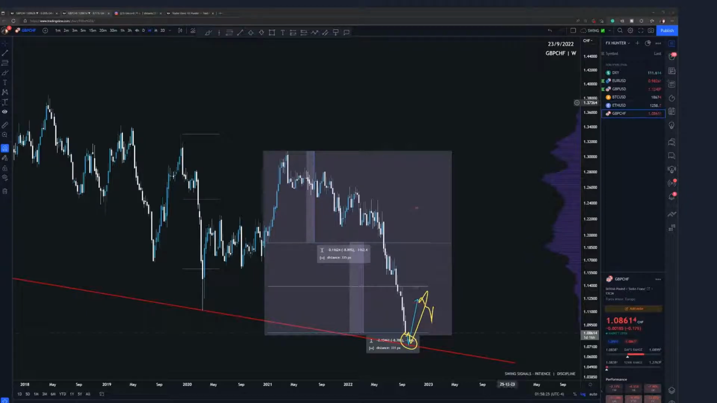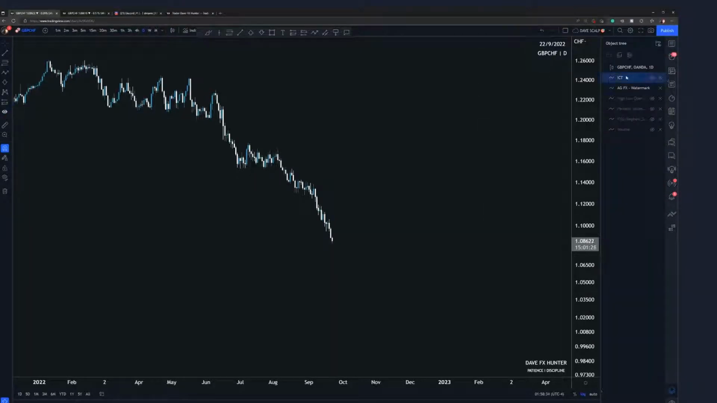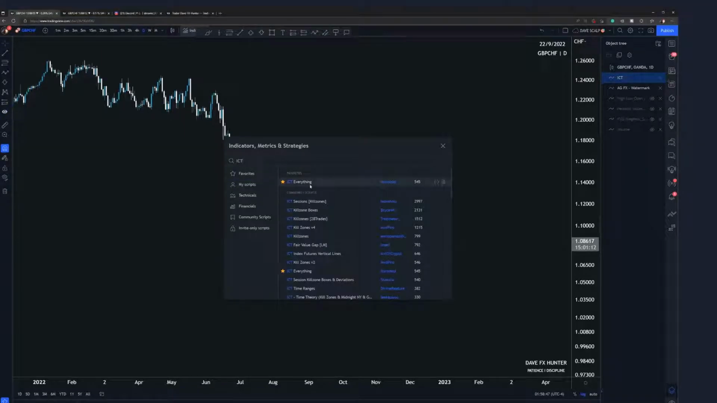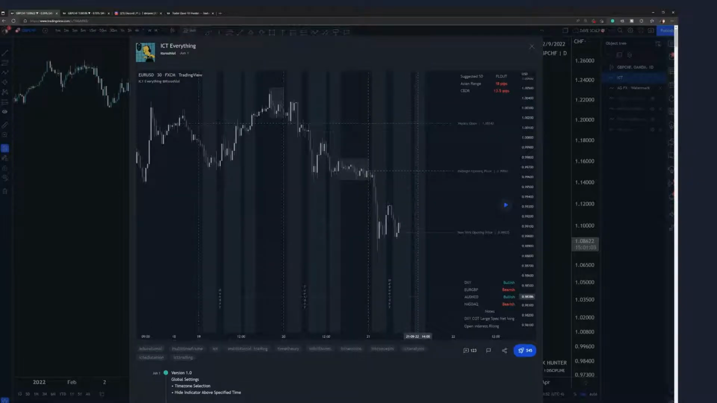Which ICT indicator is that? All right, which ICT? Let me bring it to you. This one. It's called ICT Everything. Let me show you ICT Everything. Yes, here. So it basically has a lot of things.